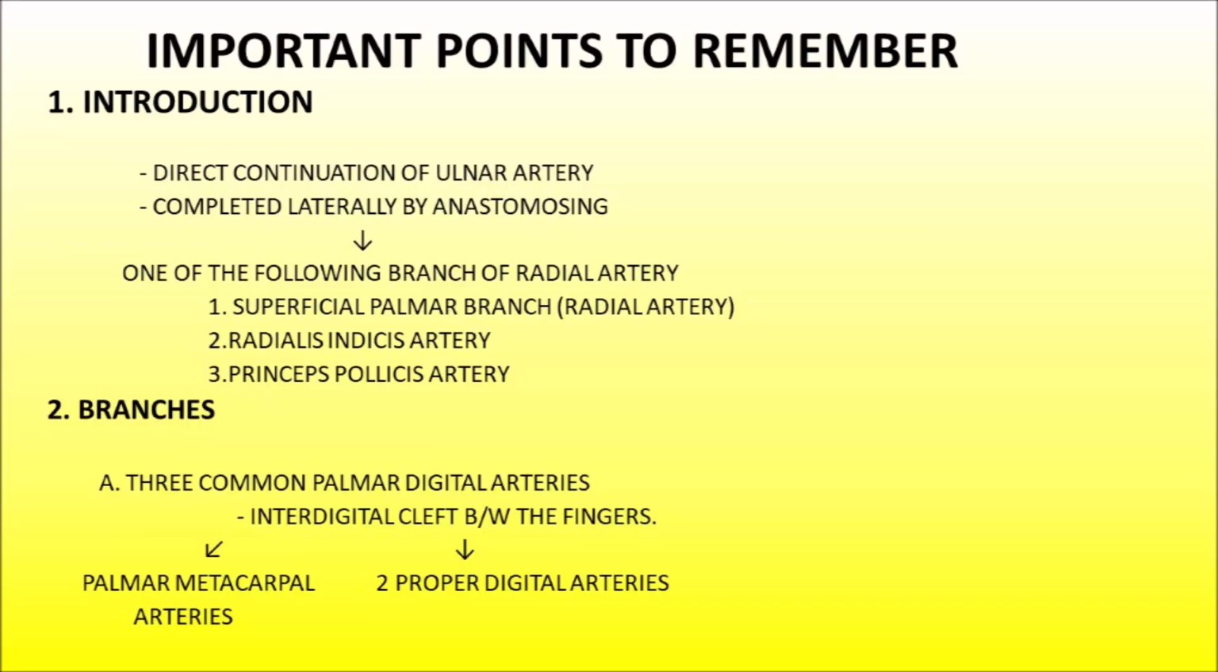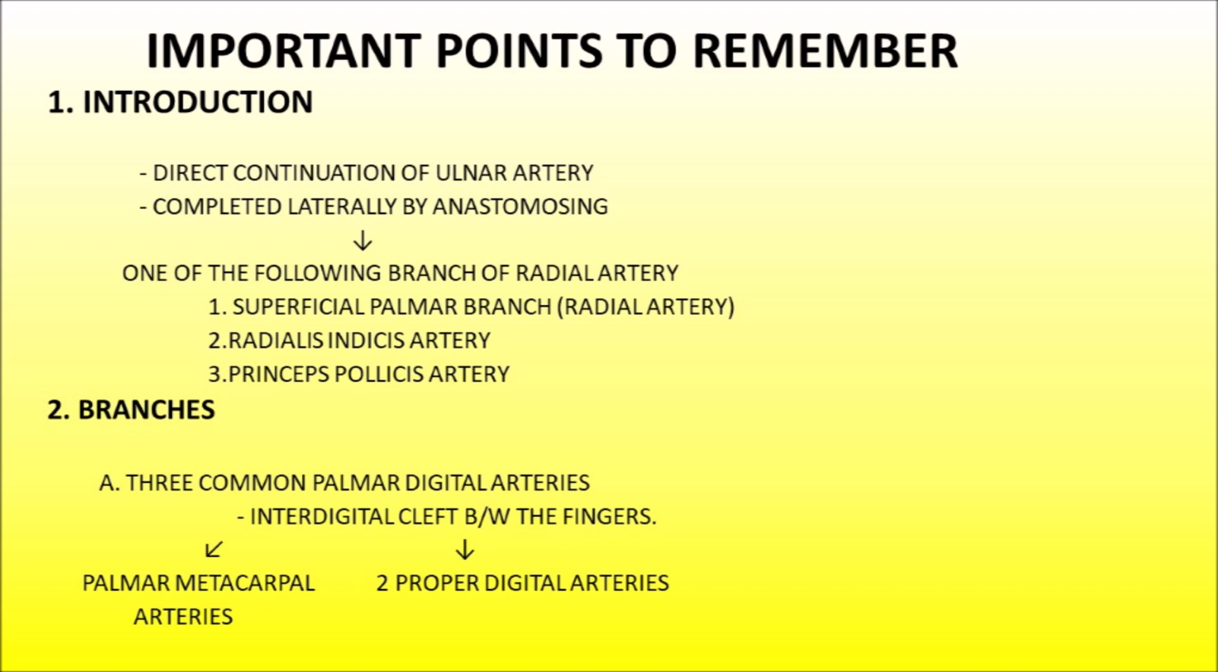Let us discuss the most important points to be remembered under the superficial palmar arc. It is completed laterally by anastomosing with the following branches of the radial artery, which are the superficial palmar branch of the radial artery, radialis indicis artery and the princeps pollicis artery.